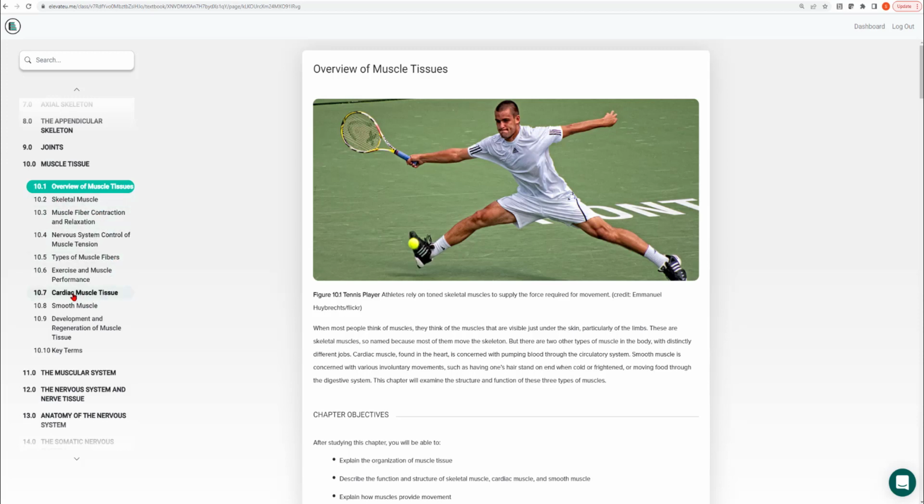looking at cardiac muscle in 10.7 and a few facts about smooth muscle in 10.8. The other sections we'll be skipping over, and I'll also be mixing in a few images from a separate PowerPoint set of images that are also posted below this video in the Exam 2 folder. So let's get started with muscle tissue.